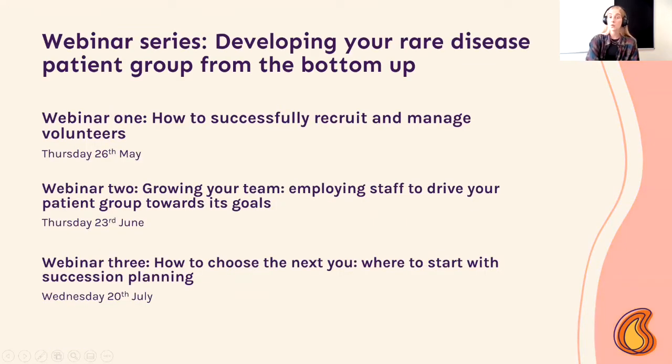Okay, so today's webinar is part of the series Developing Your Rare Disease Patient Group from the Bottom Up. We've decided to run this series as we know how crucial it is to have the right people involved in your patient group, no matter what stage you're at. So this is the first webinar in the series, and the registration is now open for the second webinar on recruiting staff. And if you just keep an eye out, the third webinar on succession planning will be available to sign up in the coming weeks.